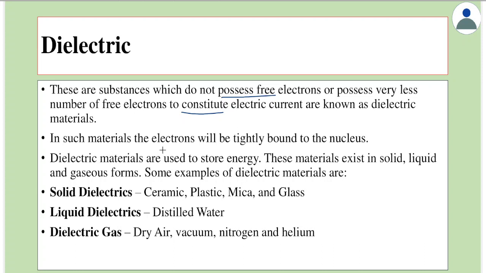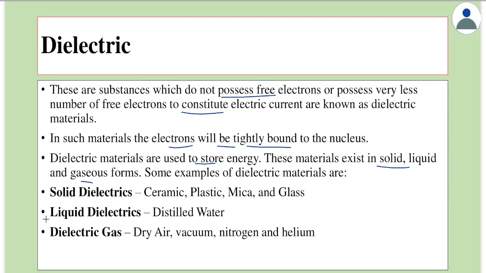In such materials, electrons will be tightly bound to the nucleus. That is because, since the electrons are tightly bound to the nucleus, we will not have free electrons. Dielectrics are basically used to store energy. Now these dielectrics can exist in solid, liquid or gaseous form.